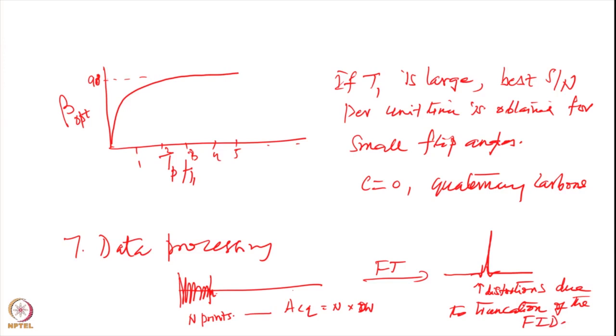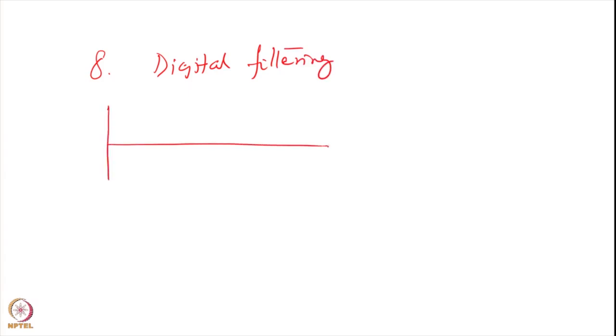So therefore, what do we do here to eliminate this problem? We do what is called digital filtering. So what is the meaning of this? I will do the same thing again here. I have an FID which is going like that. Suppose I truncated the FID at this point. What I will do is multiply this by a function, let us say, which goes like this and brings it down to 0 exactly at that point.